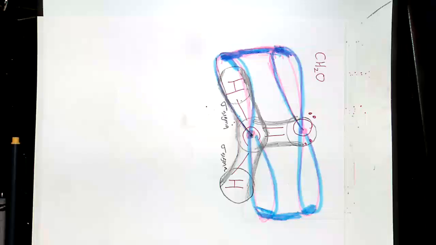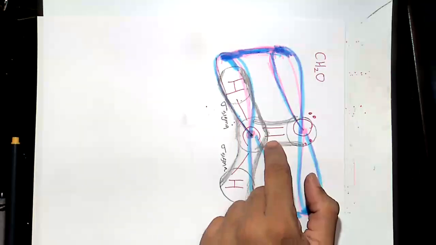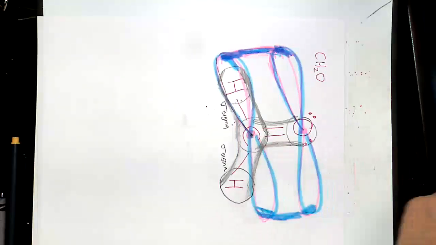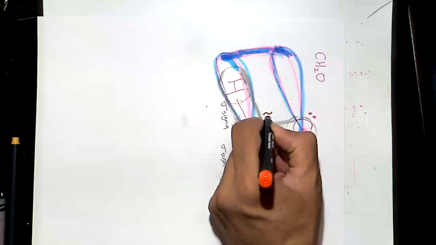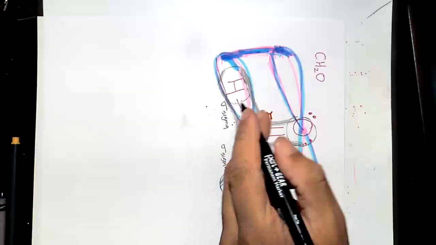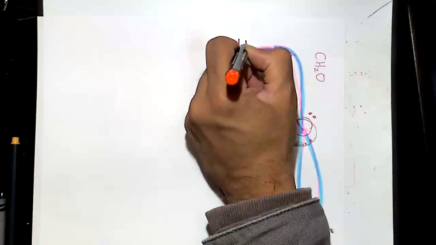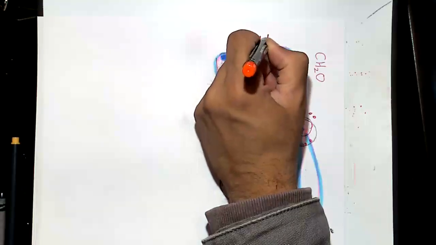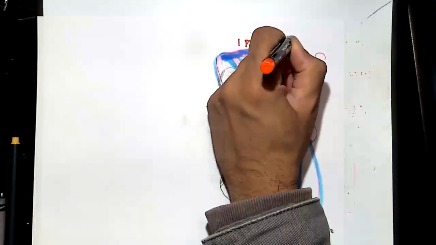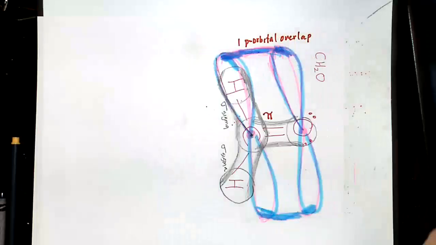All right, so that is the pi bond of formaldehyde. Okay, one p orbital overlap, shown in the pink and blue.